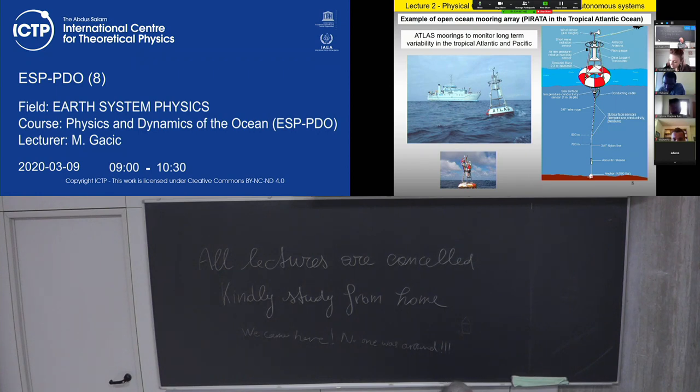The measurements in the Atlantic and in the Pacific are transmitted in real time, and this is very important, especially since we are talking about the prediction of, for example, El Niño. If we are talking about the prediction of El Niño, it's essential that the data are transmitted in real time and then assimilated into the numerical model, which gives us the possibility to do the immediate prediction of what will be going on in the next days, next months, or next season.